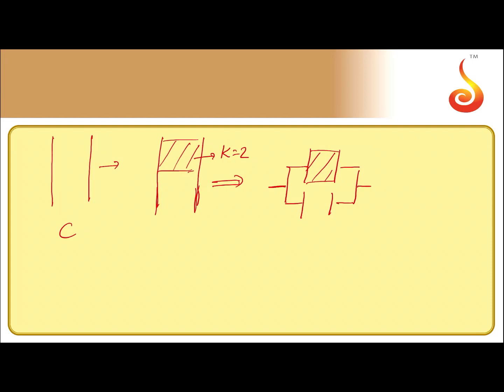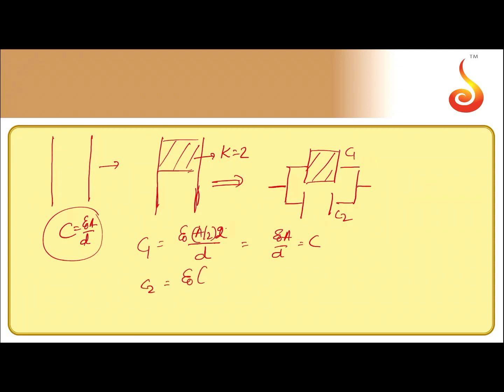So let's find out the capacitance of this arrangement. I'll call it C1, I'll call it C2. C1 and C2 are connected in parallel. So what is C1? C1 is equal to epsilon naught A by 2 into dielectric constant 2 divided by D. That is epsilon naught A divided by D, same as C, because initially it is epsilon naught A divided by D. C2 is epsilon naught A by 2 divided by D, that is the same as epsilon naught A divided by 2D, or C by 2.